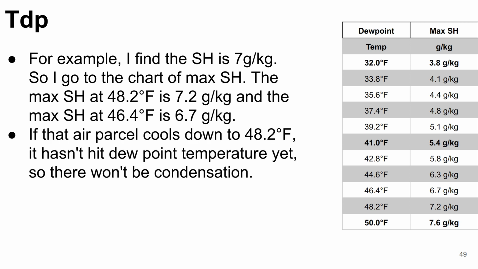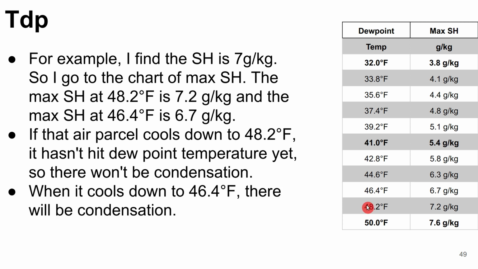It won't be the 48.2 because we have only 7 grams, so you won't get condensation when it cools down to 48.2. When it cools down to 46.4, there will definitely be condensation. So 46.4 would be the number that we'll use as the dew point temperature given 7 grams of water vapor per kilogram of air. So again, dew point temperature with 7 grams is 46.4 degrees Fahrenheit.